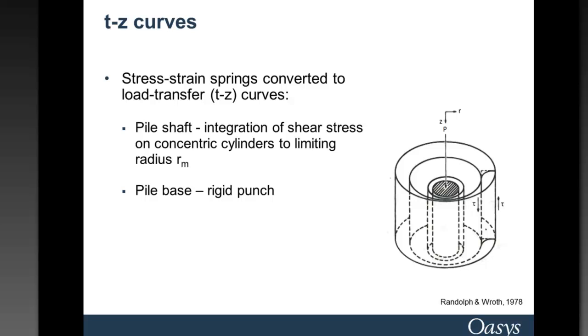And the pile shaft assumes that there are concentric cylinders of shearing soil extending outwards from the pile, and an integration then of all these shear stresses is carried out to determine the total load that can be carried by the pile, and the load displacement relationship can then be calculated, and that's based on a limiting radius from the pile of where your shear stress reduces to zero. Meanwhile, the relationship for the pile base is based on elasticity theory of a rigid punch, and that's described further in Timoshenko and Goodier's book, which is included in the references in the pile help file.